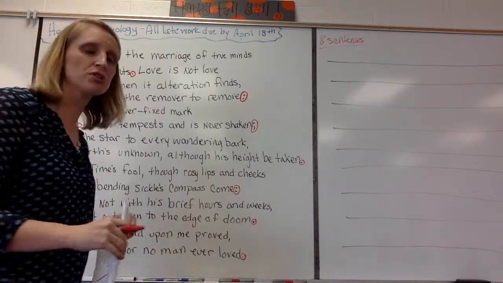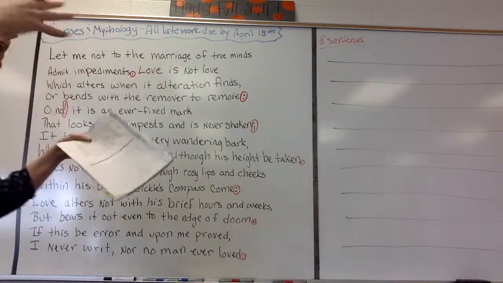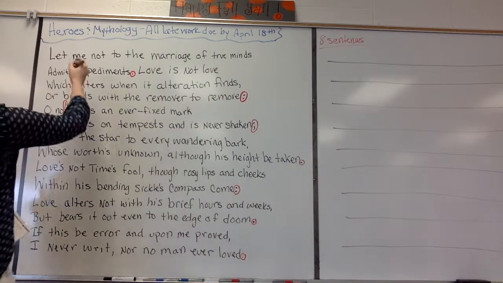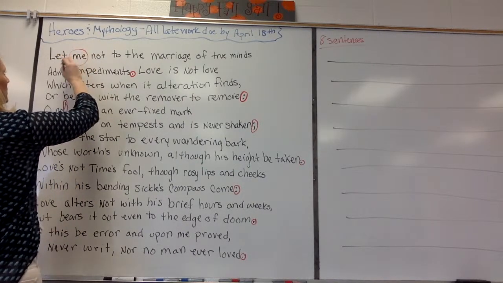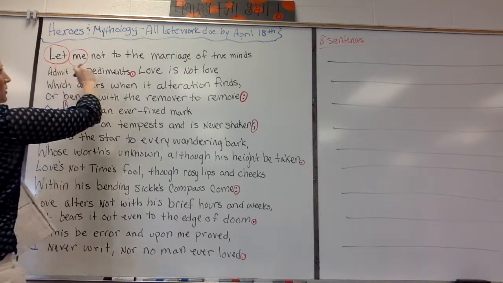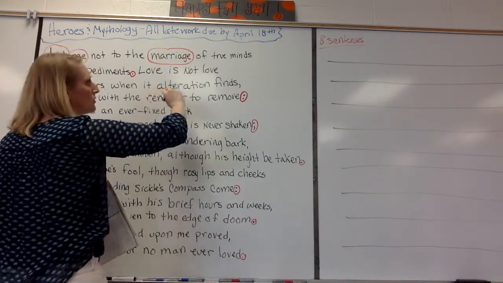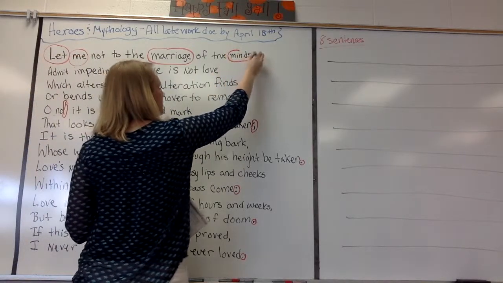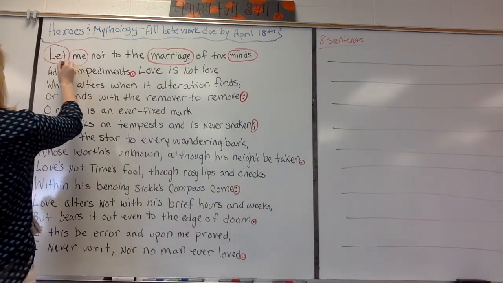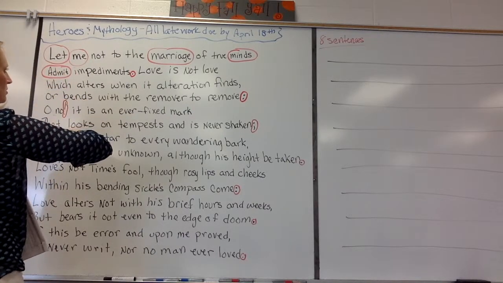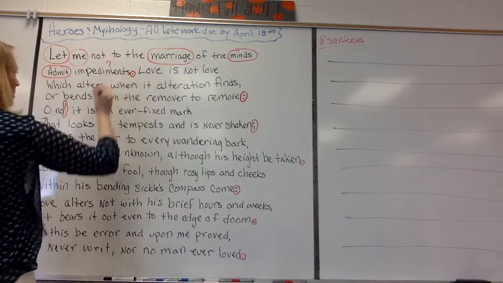All right, so I'm going to go through this process. So here we go again. This is back to the me. Don't answer the questions. All right, let me not to the marriage of true mind. So me, I know that. So let me, I know that. Not the marriage, I know what marriage is. Of the true minds, I know what minds are. Admit impediments. Well, I know what it means to admit something. Impediment. I don't know what that is. I'm going to put a question mark. And I'm going to move on.